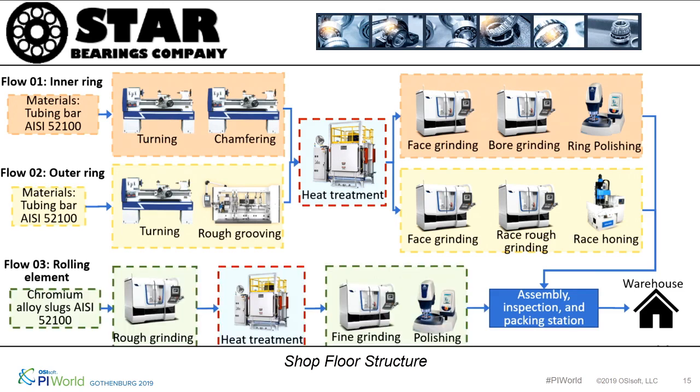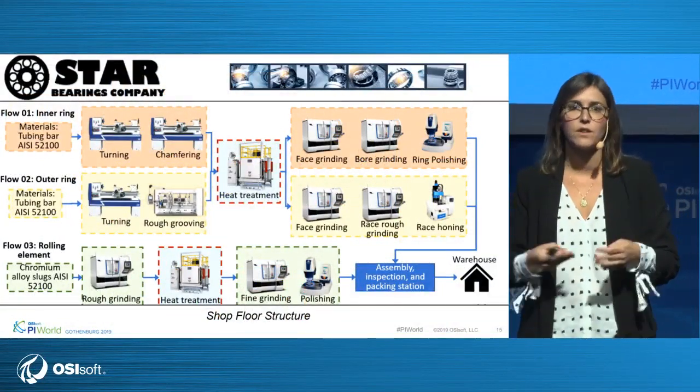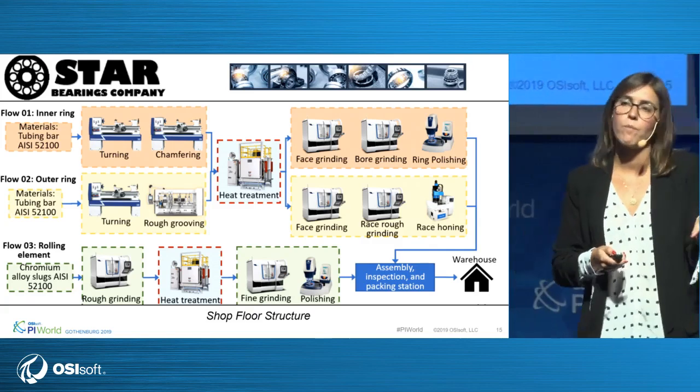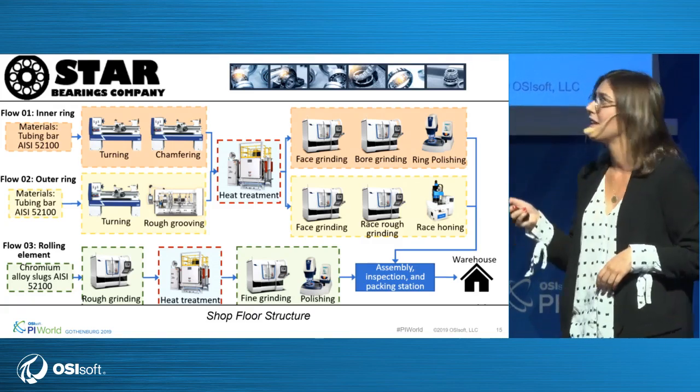And then we have the rolling element. Rolling element has also different equipments, but at the end, the idea is to be able to establish some calculations that can be then used for all of them. So we have the equipment. We understand how is the plant. Let's go and connect it.